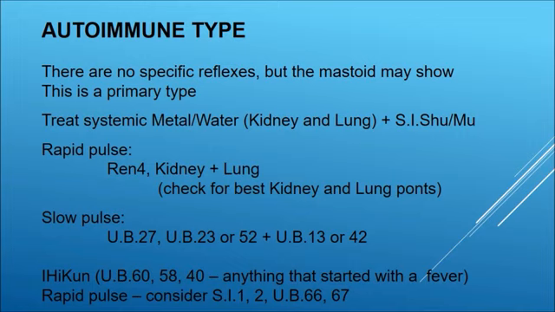The slow pulse treatment is the equivalent of the back: UB27, the small intestine shu, just like REN4, the small intestine mu. This is right on the puffy gummy area that is typical in autoimmune patients and feels like a soft moving ping-pong ball. Then add UB23 or UB52, representing the kidney part, and UB13 or UB42, representing the lung part.